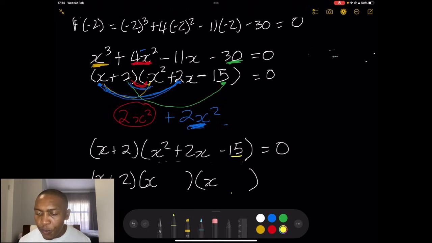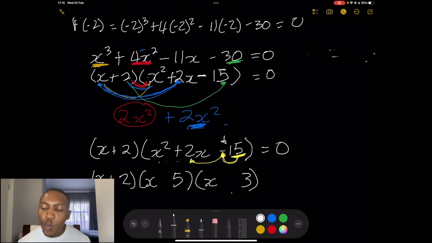What are the factors of 15 such that when I subtract them, they give me the middle term, 2? Can you see that? What are the factors of 15 such that when I subtract them, give me 2? So in that case, what are those factors? Of course, you guessed it, it's going to be 5 and 3. Now, when the sign of my constant term in a quadratic function is negative, I'm going to make a video on factorization, just teaching factorization only.